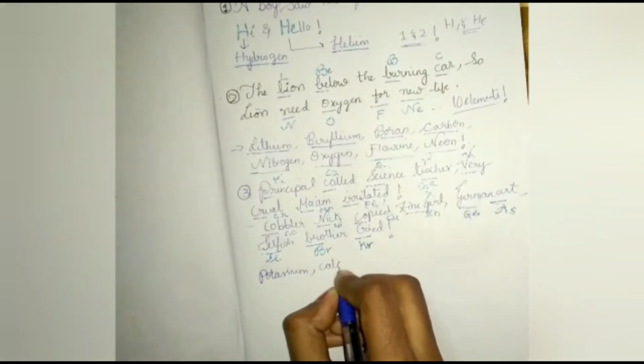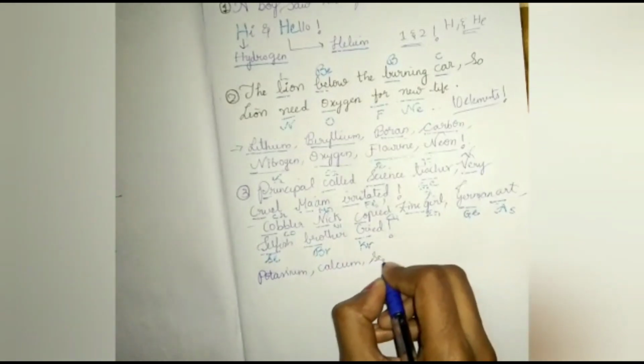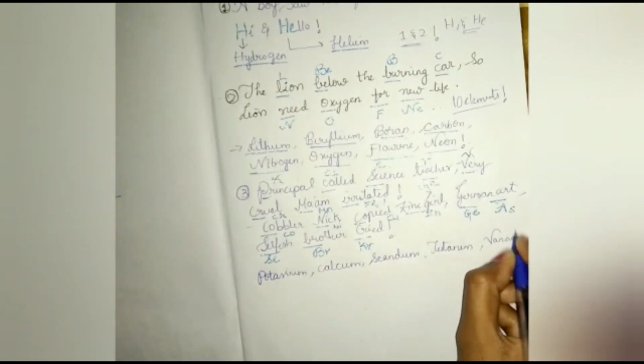So Cr, that means chromium. Mn, manganese. Okay, manganese. And the next one is Fe, that means iron. So the symbol of iron is Fe.